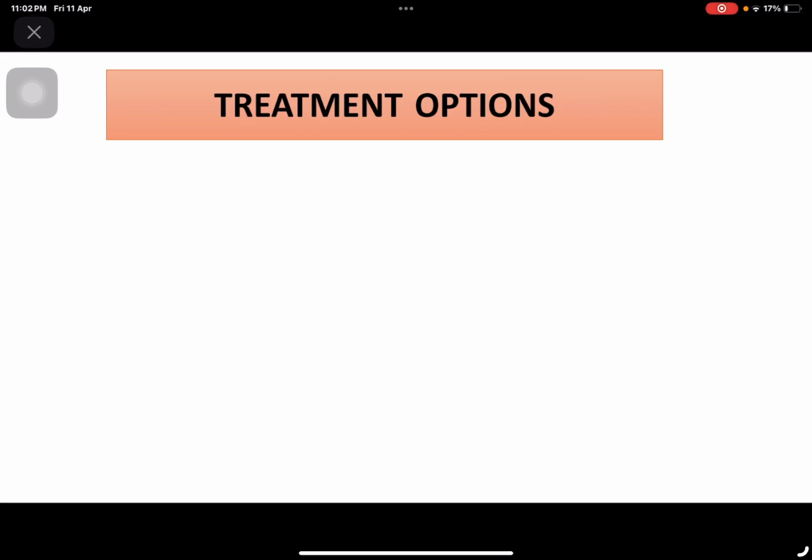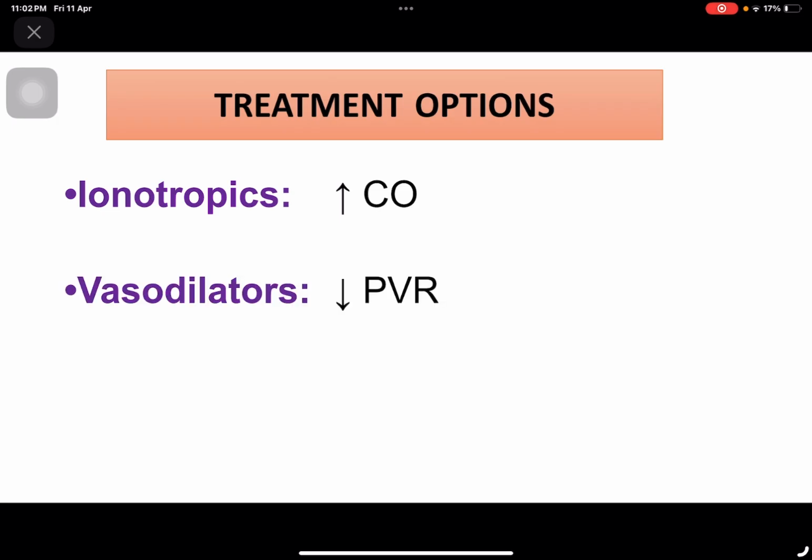Next, coming to the point, we will look at the treatment options. First of all, inotropics are drugs which help in increasing cardiac output. Then vasodilators are the agents which help in reducing peripheral and pulmonary vascular resistance.